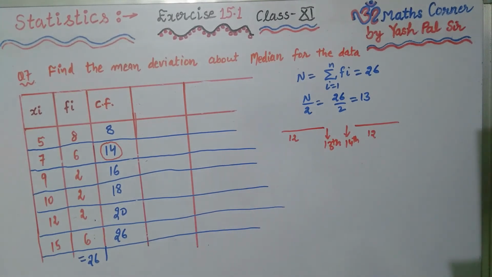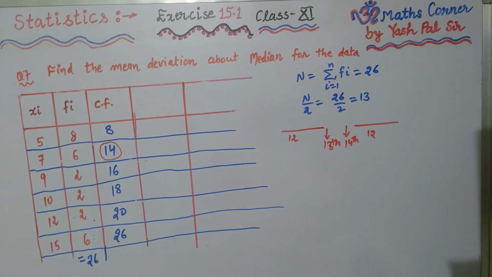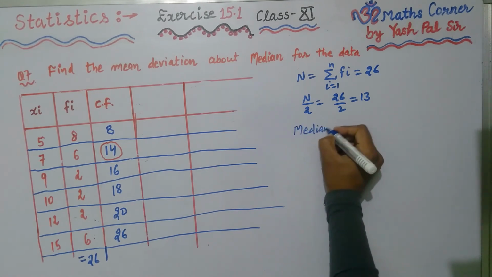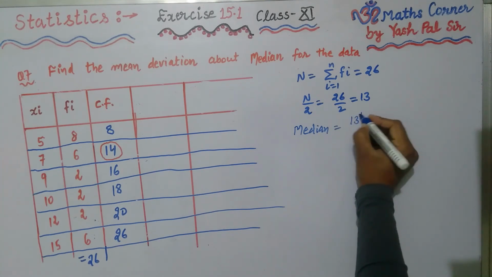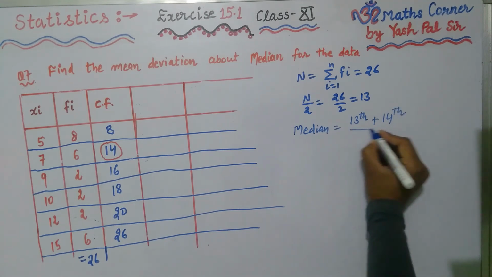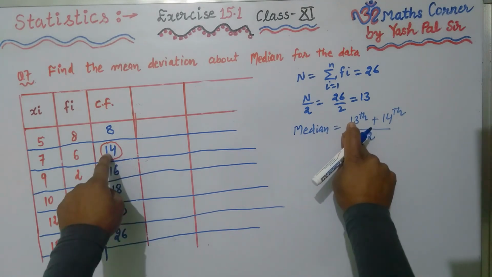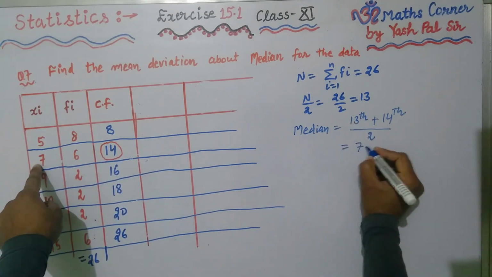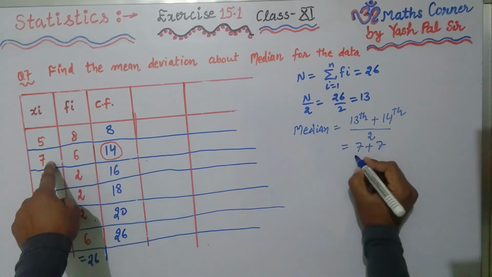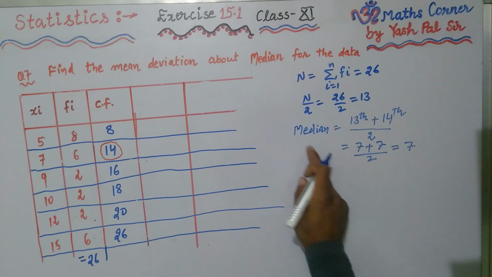So how to find the median? Here we calculate the 13th plus 14th observation, that is, median is equal to the 13th observation plus the next to 13th, the 14th observation, divided by 2. Now what is the 13th observation? This comes under 14, this is 7, and the 14th also comes under this, so this is also 7. 7 plus 7 upon 2, 14 upon 2, which is also equal to 7. So this is the median.